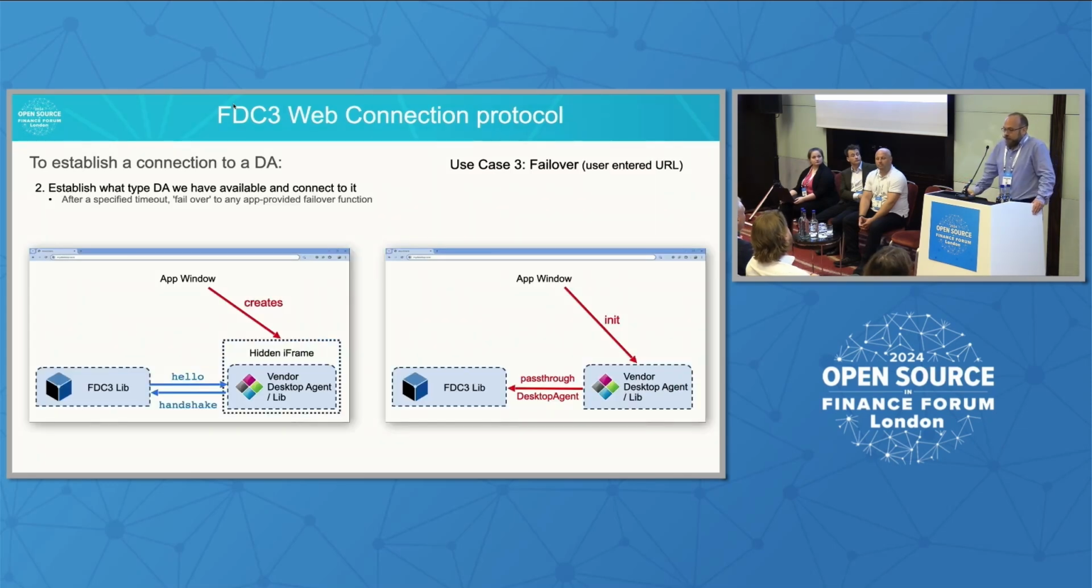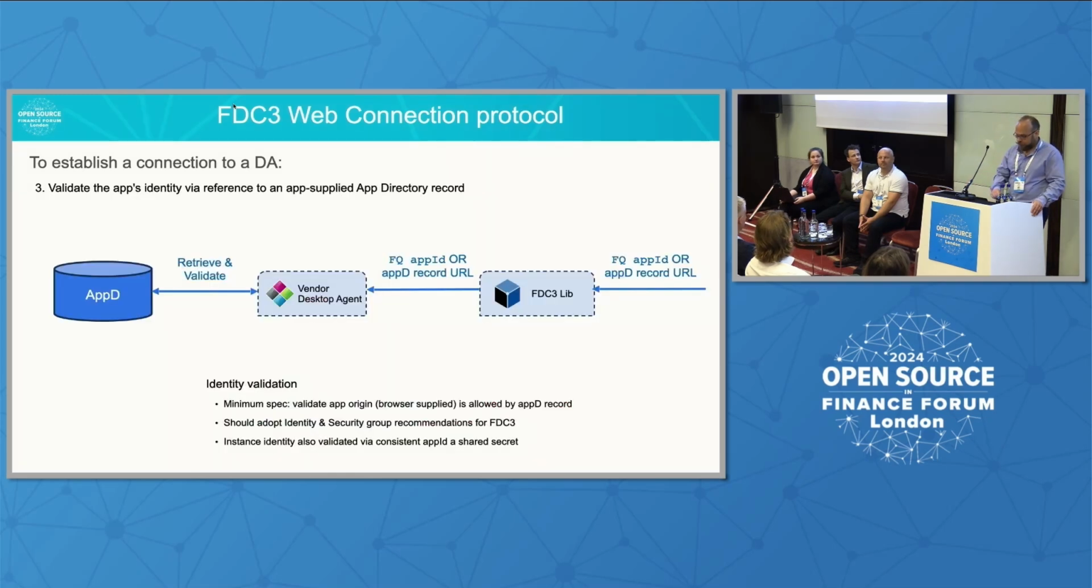And then if we don't find any of those, so for example, the user has just typed in a web address, there wasn't a parent desktop agent, the application can provide a failover function allowing it to do something else. That could be create a hidden iframe itself and load an adapter of some sort into it, which we can then communicate with, or they might just start an adapter more directly and pass that through. As long as it implements the desktop agent interface, it will go through and work just fine. We then have to go about validating the application's identity, which we plan to do through an app-supplied app directory record.